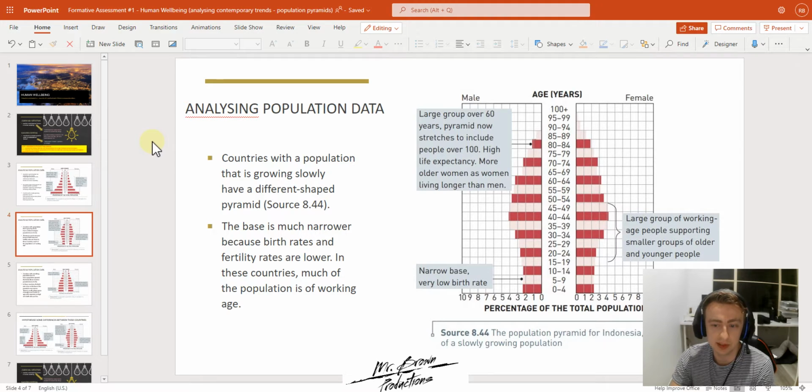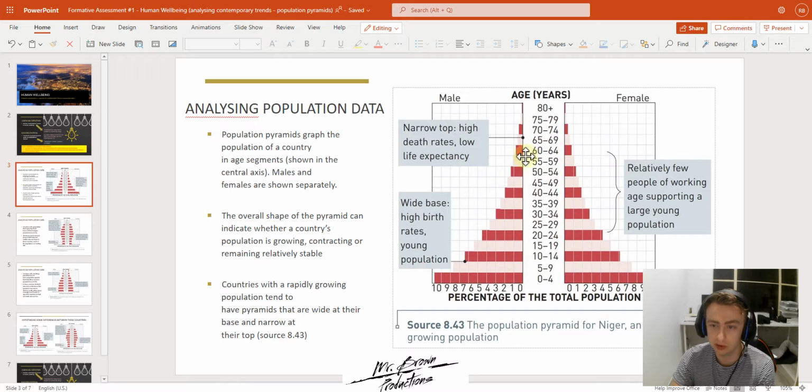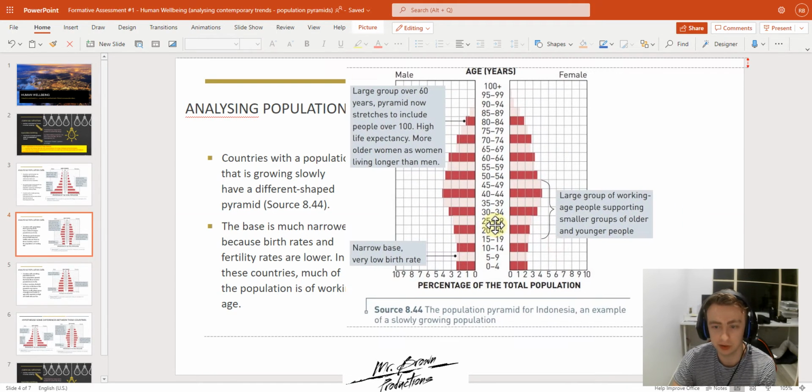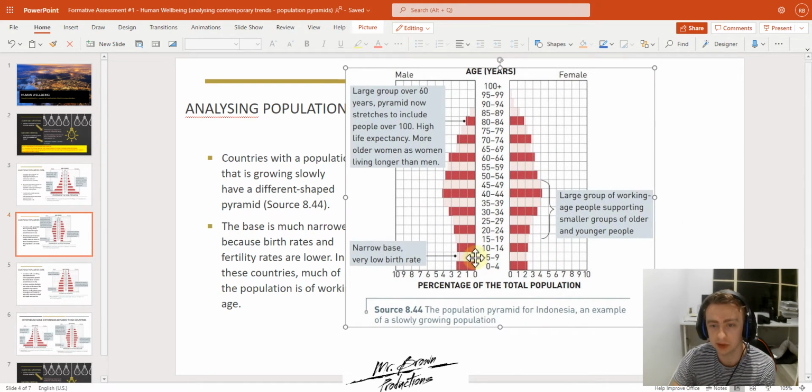Now when we're analysing a different population pyramid, this previous graph we looked at tends to be more what we'd call developing countries, whereas these ones look at more developed countries. So when we're looking at Indonesia, for example, you can see it doesn't actually really look like a pyramid at all. Looks more like a bottle of Coke almost, right? How it curves out like that. So what this pyramid is showing us is that the birth rate in this country is a lot lower than it is in Niger. So that's attributed to the narrow base.